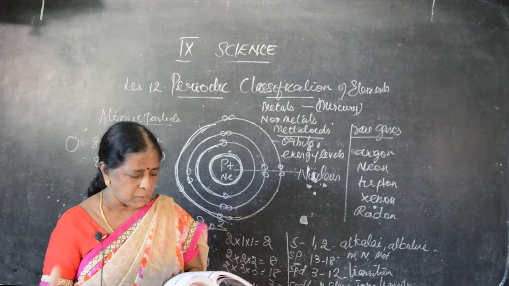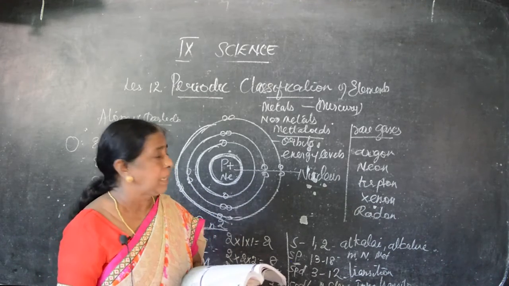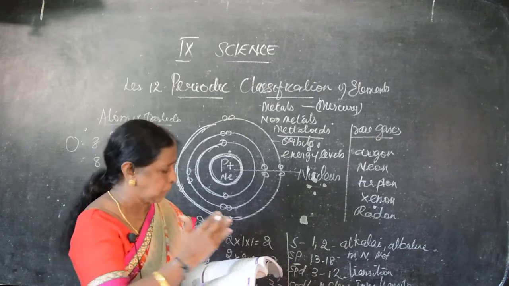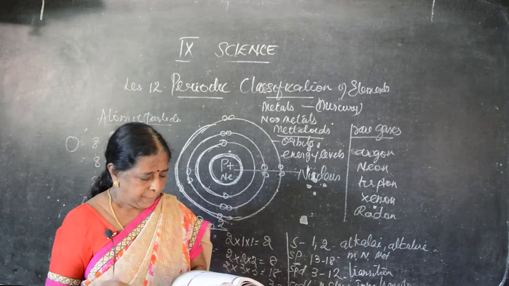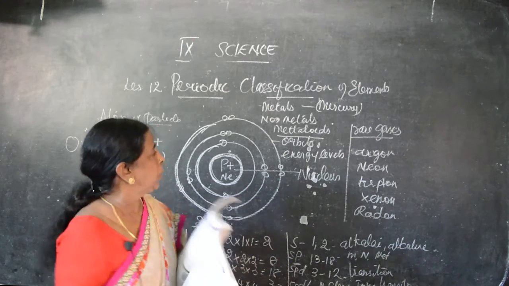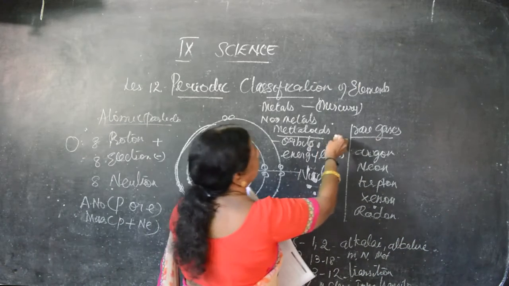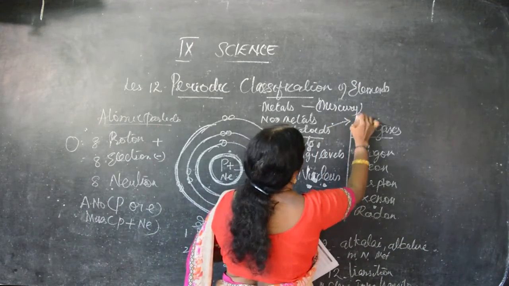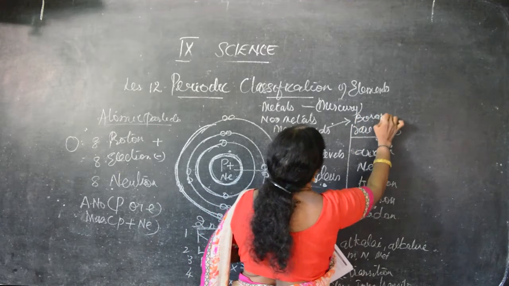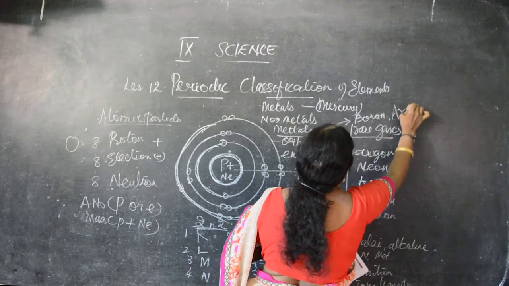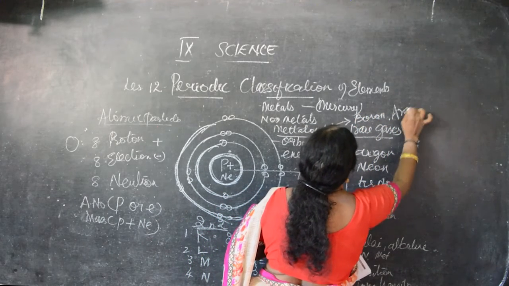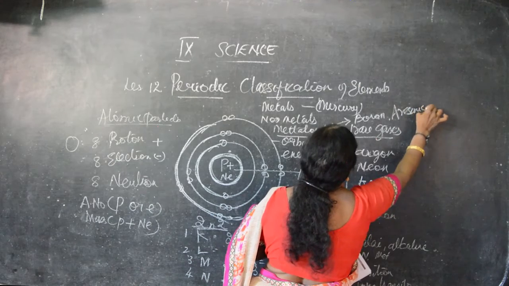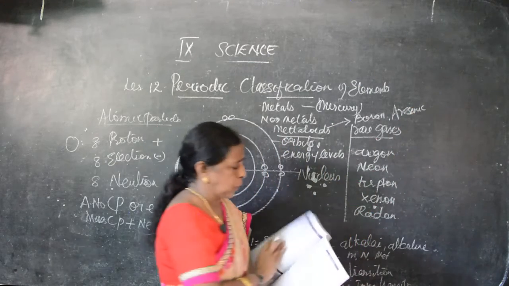Metalloids have the characteristics of both the metals and non-metals. For example, boron and arsenic. If asked to name any two metalloids, you have to write boron and arsenic. Clear? Boron and arsenic.